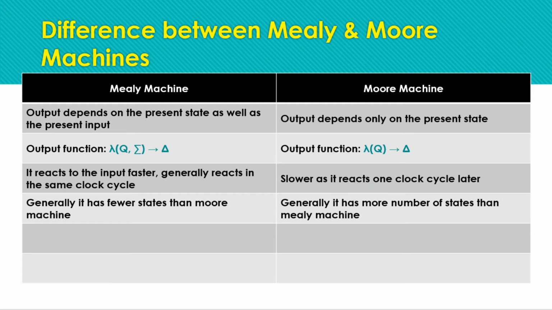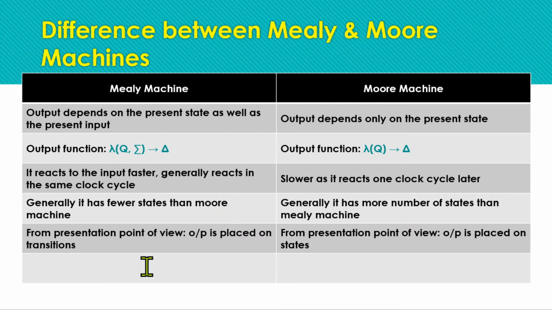The next difference is that generally Mealy machines have fewer states than Moore machines, because in a Mealy machine we can have multiple outputs corresponding to one state. This is not possible in a Moore machine. In a Moore machine, for two outputs we need two states, one for one output and one for the other output. Only then can you have the transitions. This is the reason for fewer states in a Mealy machine and more states in a Moore machine.